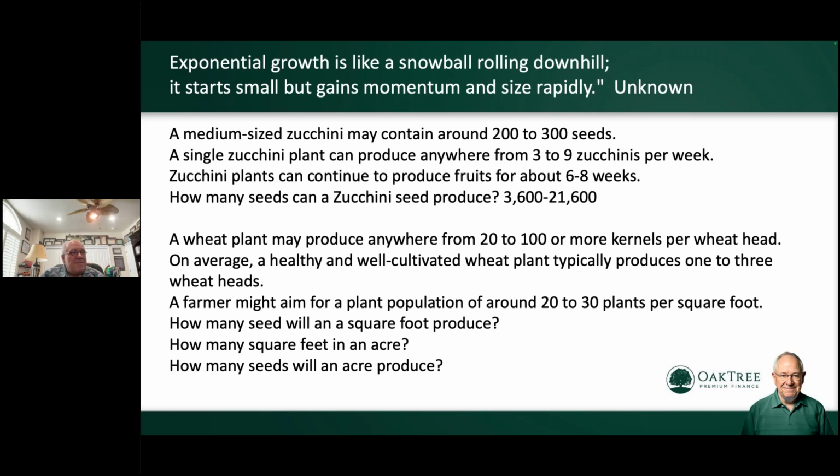A wheat plant may produce anywhere from 20 to 100 or more kernels per wheat head. On average, a healthy, well-cultivated wheat plant typically produces 1 to 3 wheat heads. A farmer might aim for a plant population around 20 to 30 plants per square foot. How many seeds will a square foot produce? Well, you could do all that math too. 400 to 9,000 in a square foot.